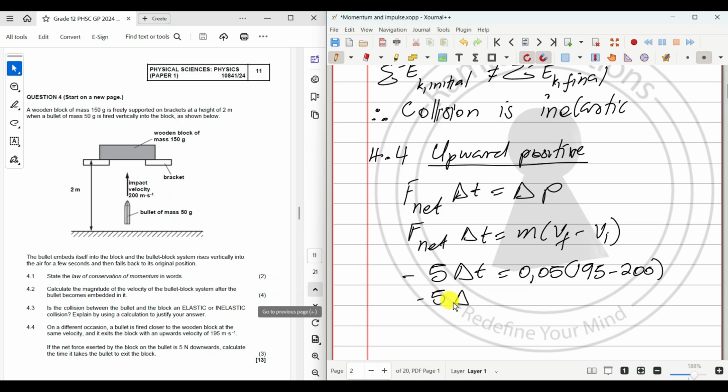So now delta T will be, maybe let me not do this. Let me just say -5 delta T equals 0.05 into (195 minus 200), that is -5. What is this? This is -0.25, isn't it? -0.25 divided by -5 then becomes 0.05 seconds. Okay, and this is the time it takes the bullet to exit the block. So you see, we were able to finish this question on time.